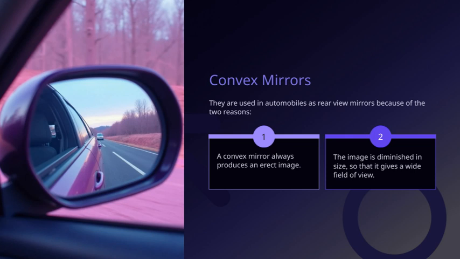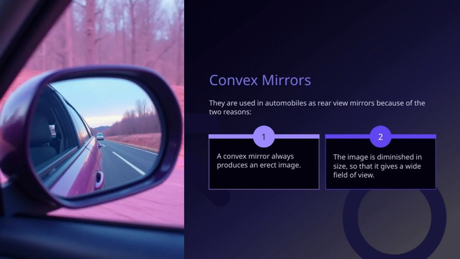Moving on to the next point, a convex mirror always produces an erect image. That means the image appears right side up, which is very important for safety and convenience. You'll often see these mirrors used in automobiles as rear view mirrors.